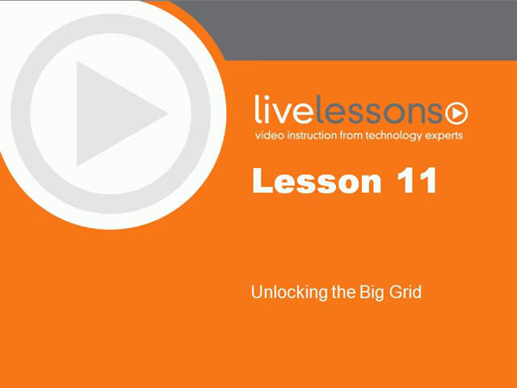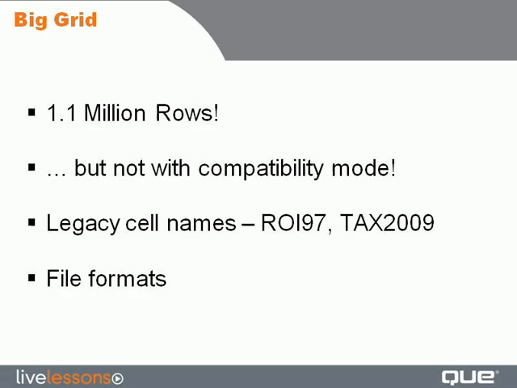Lesson 11, Unlocking the Big Grid. Well, the big news in Excel 2007 is we now have 1.1 million rows on each worksheet. But as soon as you open one of your old Excel files, you're going to discover that you're in something called compatibility mode with only 65,000 rows. Well, take a look at how when you upgrade that file, any legacy cell names that might have used to have been valid, ROI 97, are going to have to be changed. And finally, take a look at the brand new file formats available in Excel 2007.